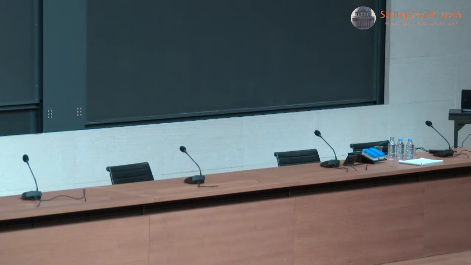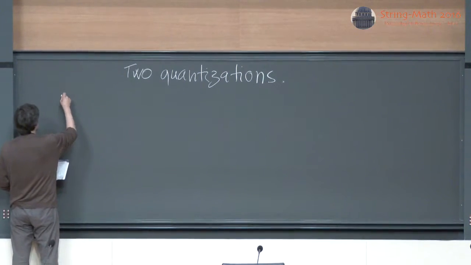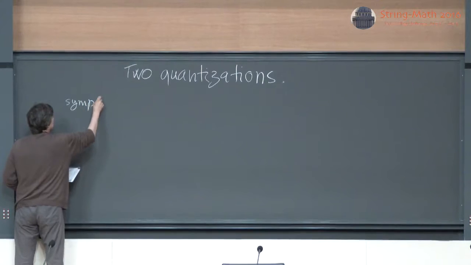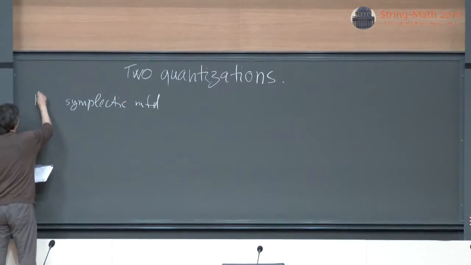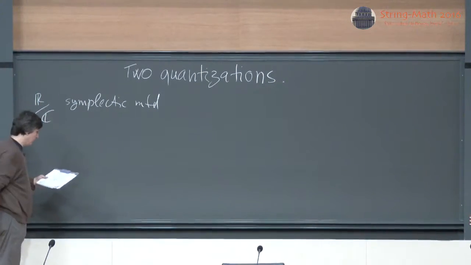So it's about two quantizations. I hope the letters are sufficiently visible. There are two ways to associate to symplectic manifolds some non-commutative gadgets. Suppose we have a symplectic manifold, which could be real, or complex with a holomorphic symplectic form.